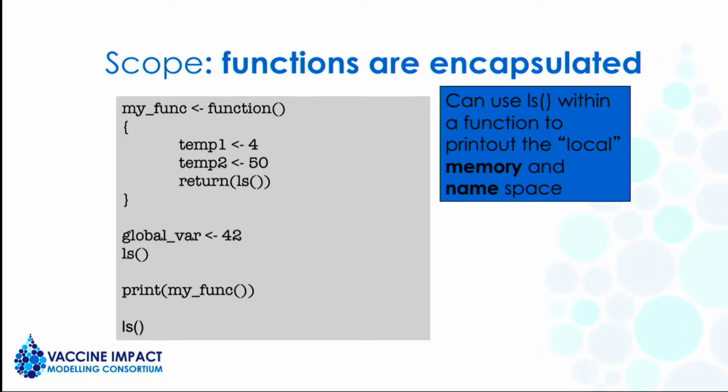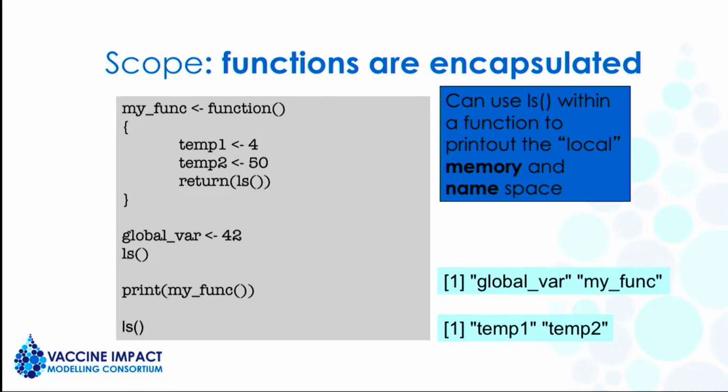So, what happens if we use the ls function within our function to print out what variables exist? The first version, outside of the function, gives the global variable and my function. If we print the value of my function, it now prints out temp1 and temp2 because they exist in the local workspace. And then we come back to the global workspace and they've disappeared and we only have global var and my func. Happy? Not happy.